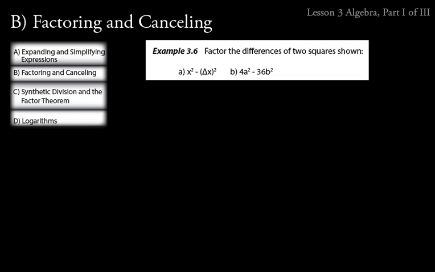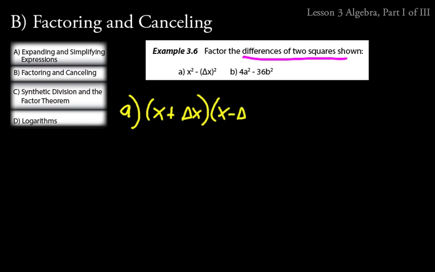Problem 6, factor the difference of two squares. So a key idea there is the difference of two squares. And so you're looking for like an x plus y times an x minus y kind of thing. A first plus second times a first minus second. That's how you factor a difference of two squares. So also we want to recognize and identify squared values there. And so for a, which is pretty easy, we just say x plus delta x times x minus delta x.